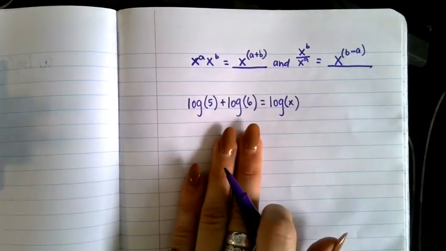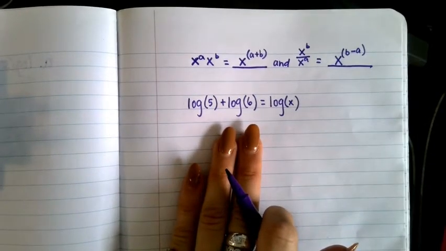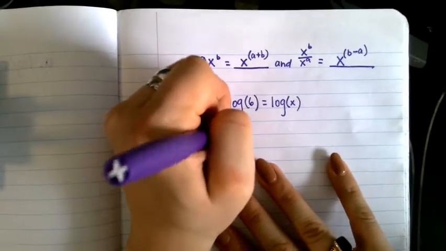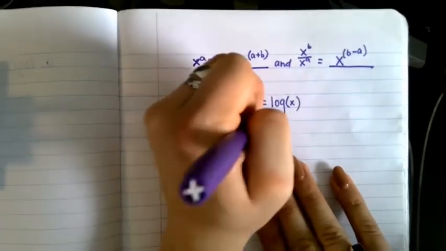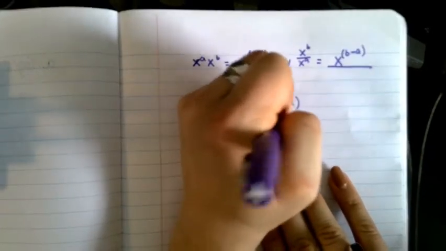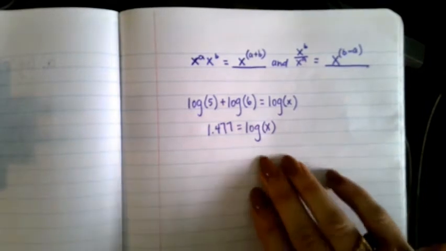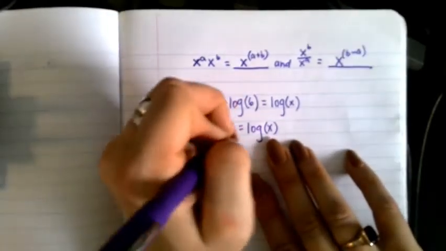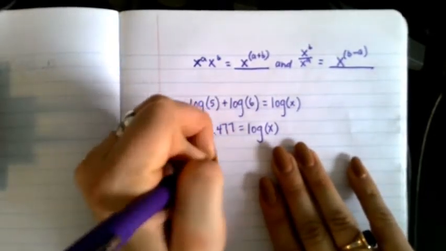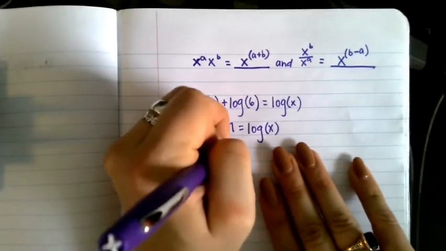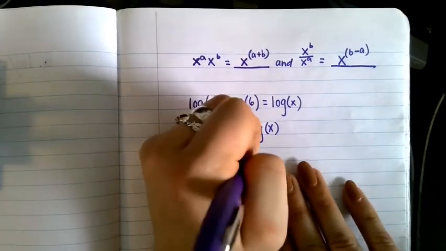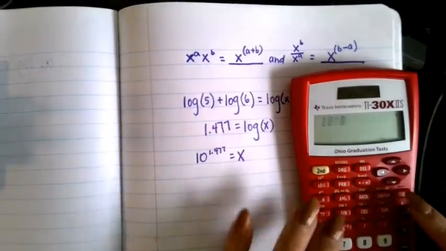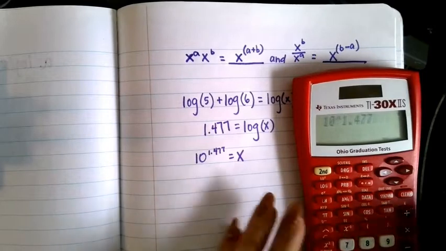Okay, so if I were to put log of 5 plus log of 6 in my calculator, I get 1.477 equals log of x. So to solve for x, I can rewrite this as an exponential. So this is a base 10, it would be 10 to the power of 1.477 equals x. So I'm going to put that into my calculator. So 10 to the power of 1.477.